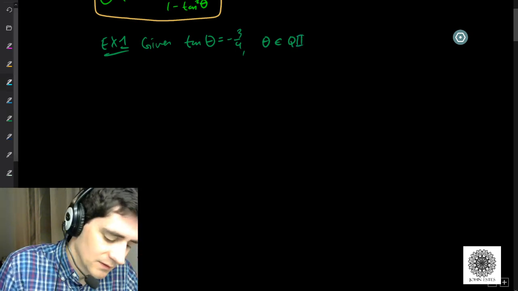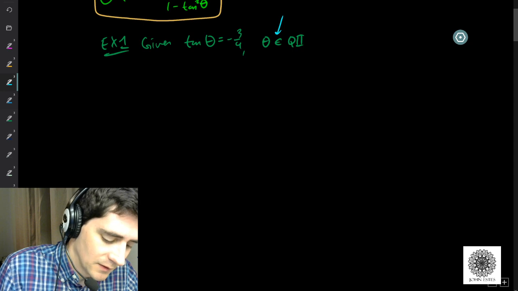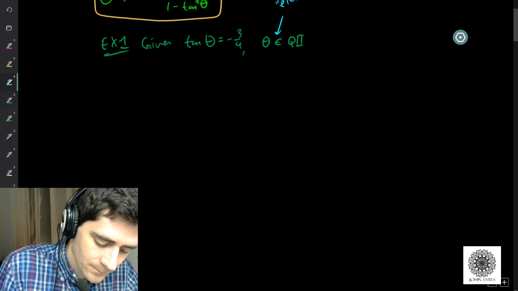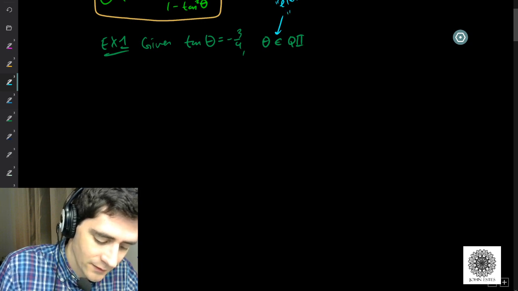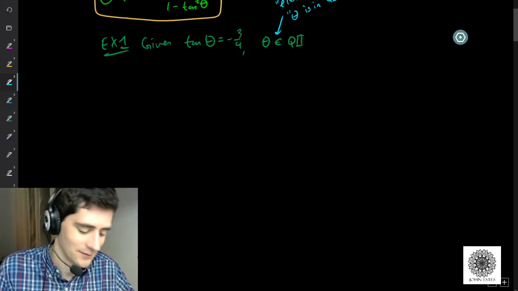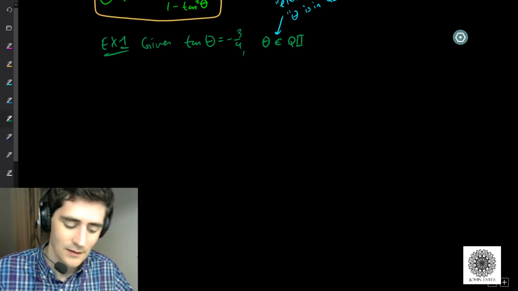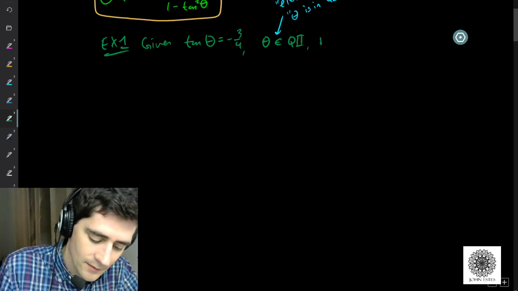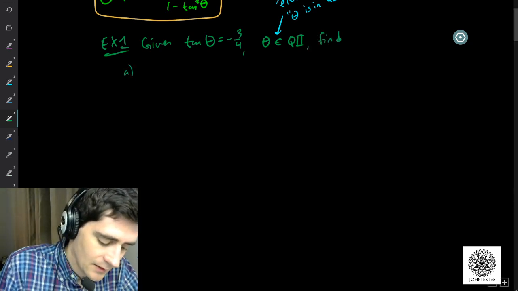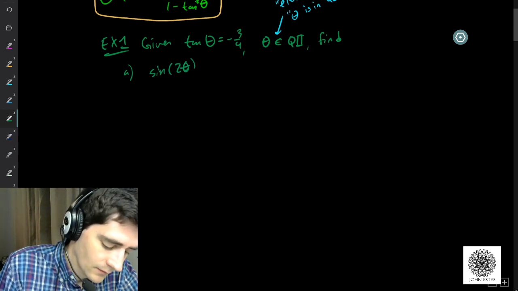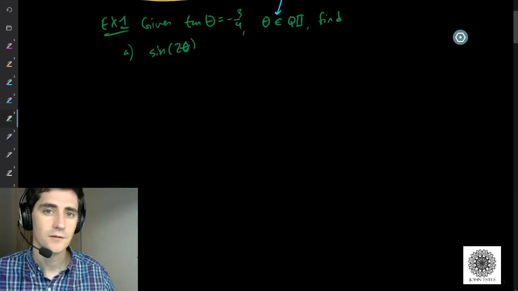And I believe we used this symbol before, but if we haven't, this means element of. What it's saying here is theta is in quadrant 2, and that's just a much quicker way of saying it if we know that symbol. So given tangent is negative 3/4 and we're in quadrant 2, find sine of 2 theta. Okay, not a big deal.